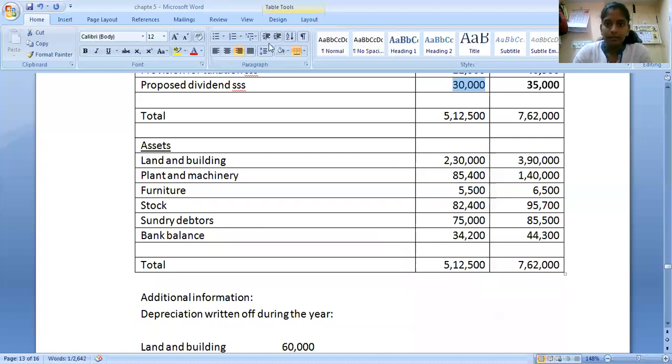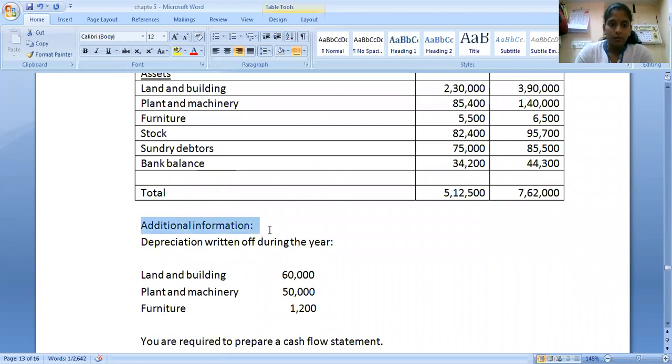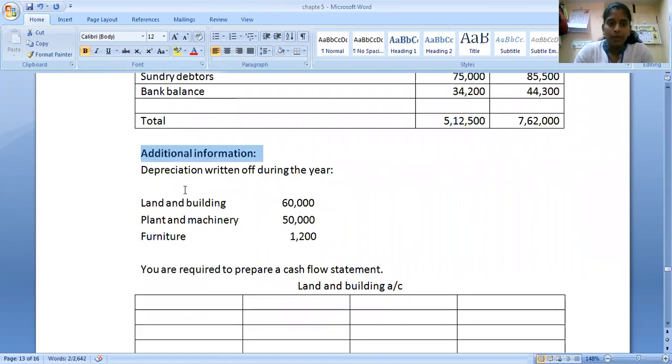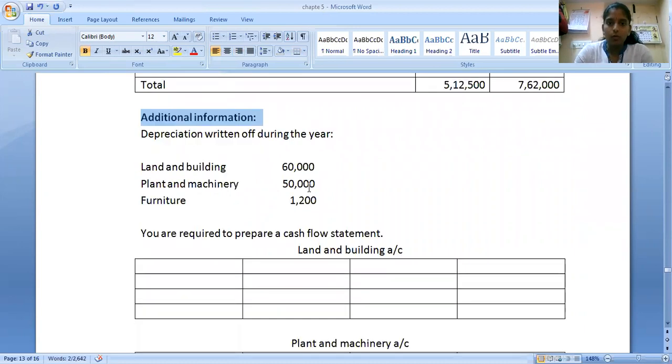Right? Furniture is also a fixed asset. We will prepare a separate account. Stock: reduction or increase of stock will be treated under adjustments relating to working capital changes. Okay. Sundry debtors and the bank balance should be reflected at the end of the cash flow statement. Clear? Additional information: there is depreciation written off during the year. Only the depreciation information is given, with no adjustment pertaining to taxation or the proposed dividend. Land and building, plant and machinery and furniture are given.